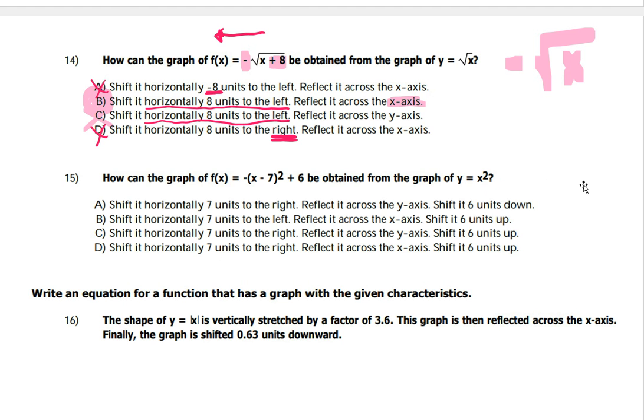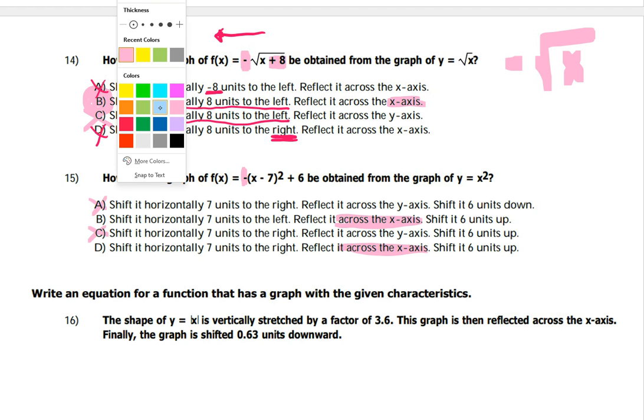Okay, on the next one, this one is moving around an x squared. Let's see, I'll start with the same thing. This one also has a negative in front of the entire function, x minus 7 squared. So that's going to flip it across the x-axis. This one says across the x-axis, and this one says across the x-axis. The other two say across y. So A and C are out.